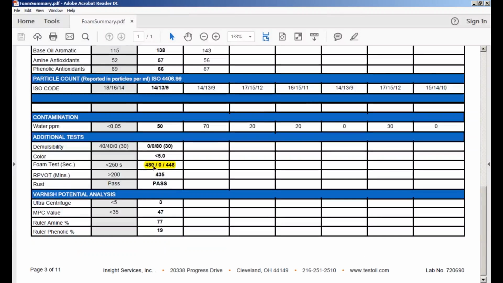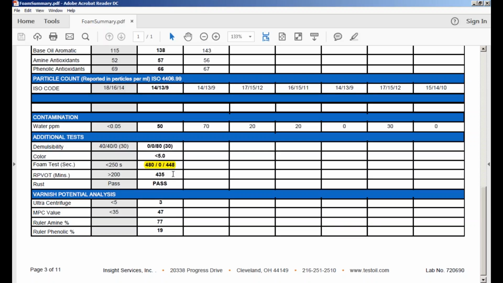And here's our failing foam, 480-0-448, and also take a look at, the sample not only has a problem separating from air, but it has a problem separating from water. It has a failing demulsibility, 0-0-80. So with 40 milliliters of water and 40 milliliters of oil, we mixed it up, and it stayed emulsified all the way to 30 minutes. So it really has an affinity to cling on to the water, which is not what we want. And again, perhaps that calcium, that's very unusual, and we really shouldn't see that inside of a turbine oil, and that could indicate contamination of some sort.